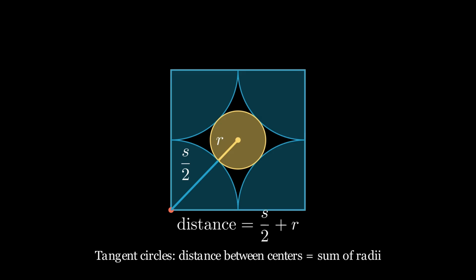So the full length of this line from corner to center is s over 2 plus r. Now all we need is a second way to measure that exact same distance.